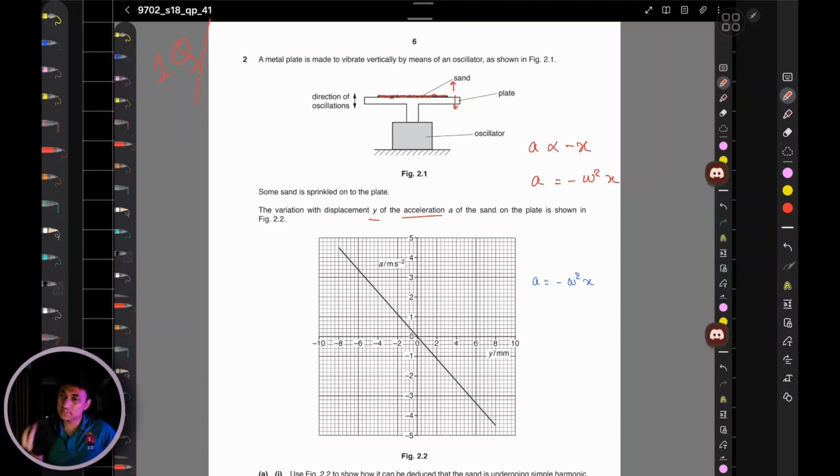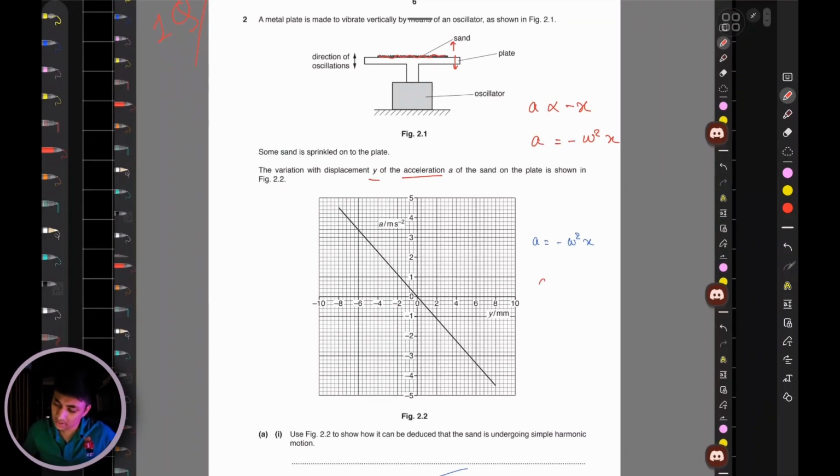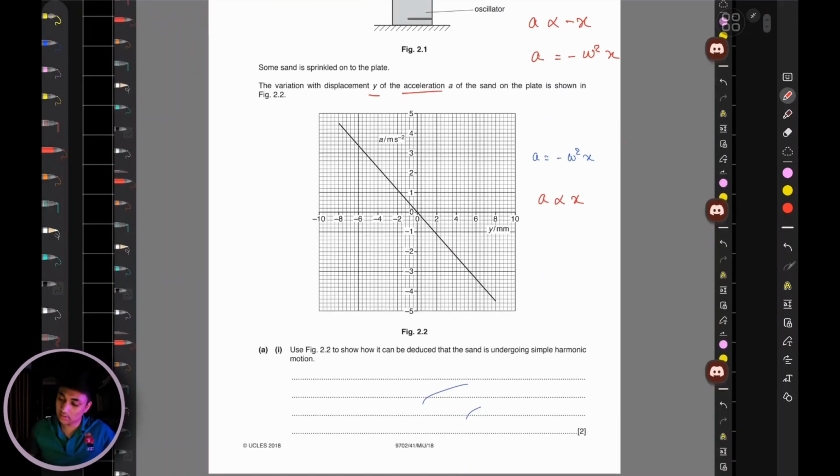Now, the moment you see this, what can you say? Simple harmonic motion is taking place. Why? Because acceleration is proportional to x, that is displacement, because you can see a straight line going through origin. The second thing is, acceleration is in the opposite direction compared to displacement, because when the acceleration is positive, your displacement is negative. Those two things you're going to keep in mind.